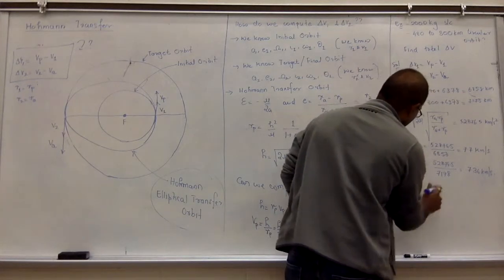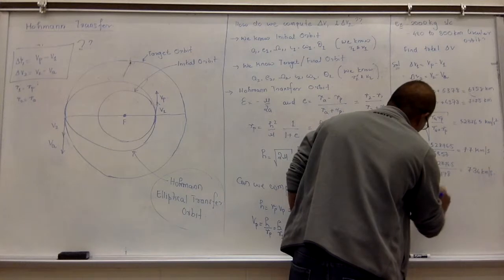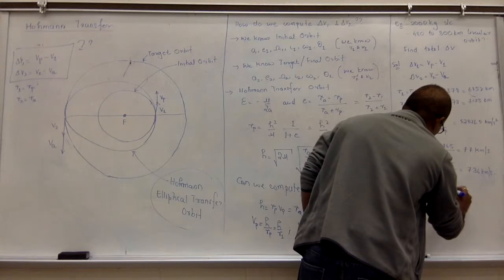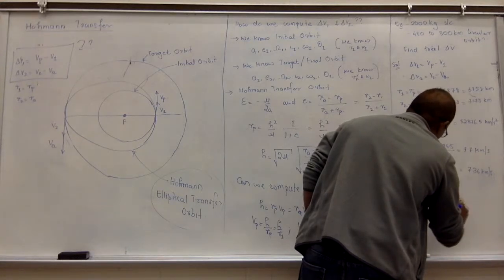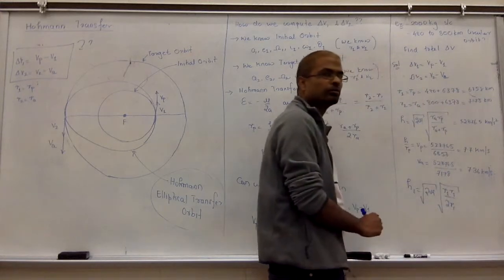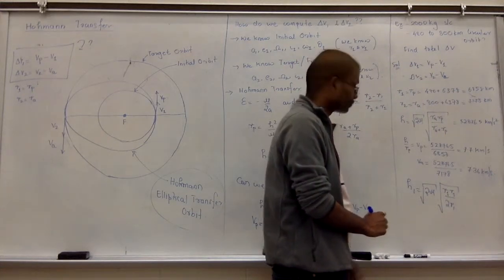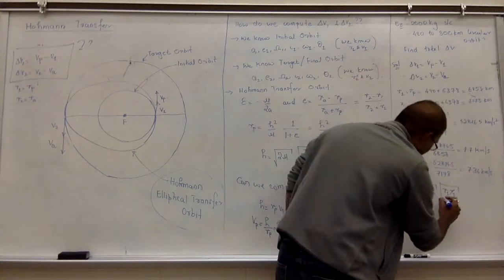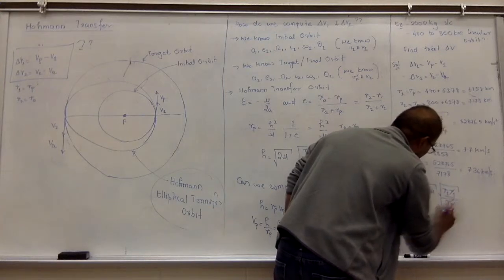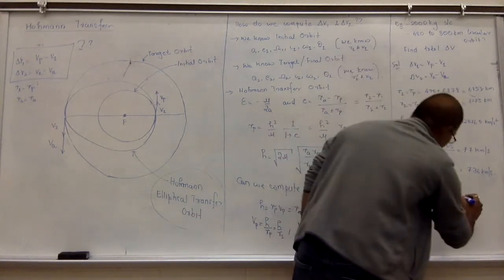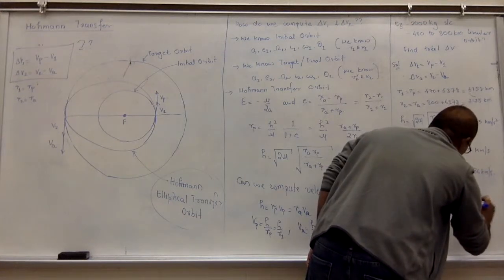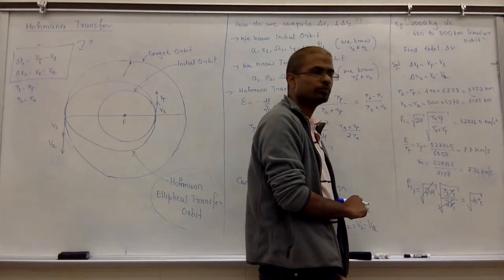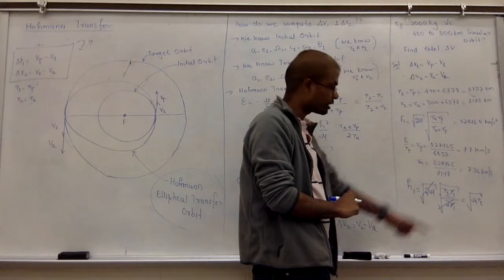So H1 would be root of 2 mu root of R1 into R1 divided by 2R1. Why are you not saying R1 squared? Yeah, R square, it's the same thing. I'm just cancelling this, and I can cancel this with this, and this will end up with root of mu R1. Got it? So now I know H1 because I know R1.